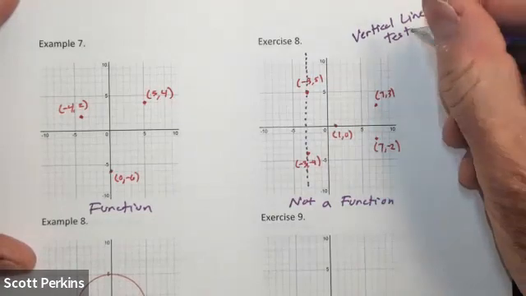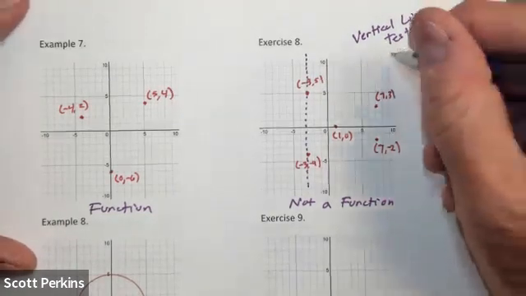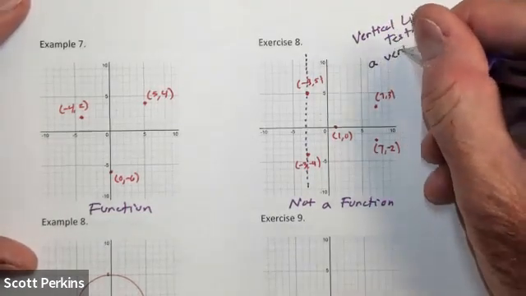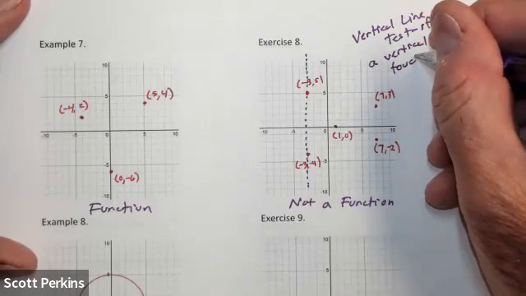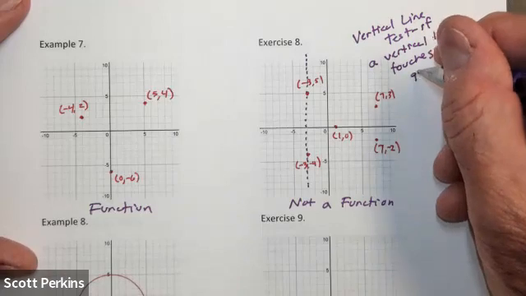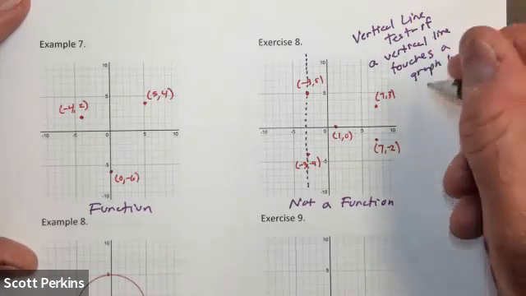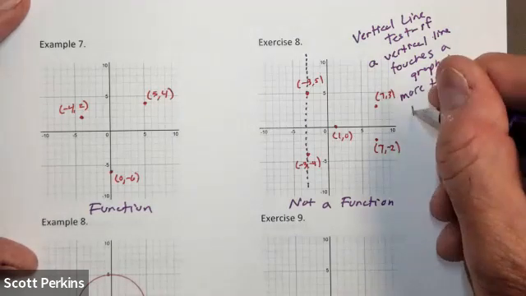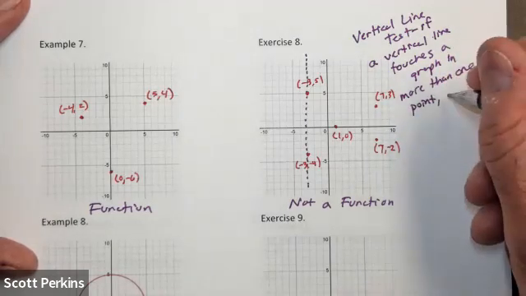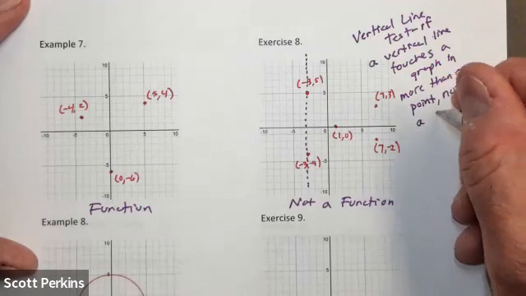So let me write that down in case you've not heard that before. If a vertical line touches a graph in more than 1 point, it is not a function.